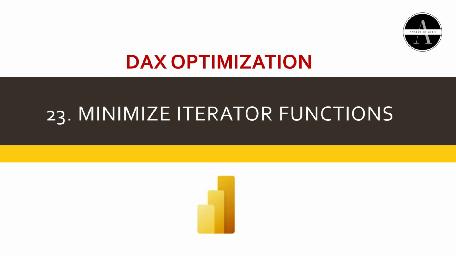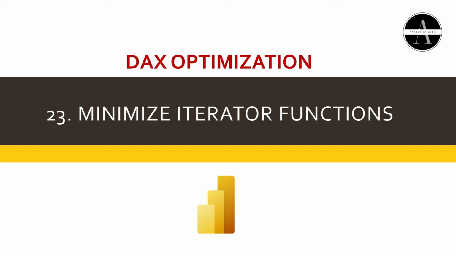Point number 23. Minimize iterator functions. Iterator functions like SUMX and AVERAGEX are extremely useful, but they can also slow things down if overused. These functions iterate over each row in a table, perform calculations, and then aggregate the results. This process consumes significant processing power and time. So only use the iterator functions when absolutely necessary and try to simplify your logic where possible to avoid this extra overhead.